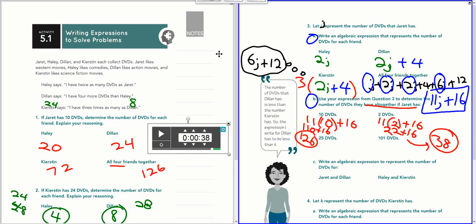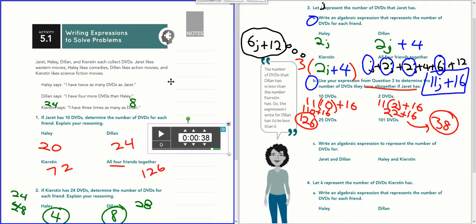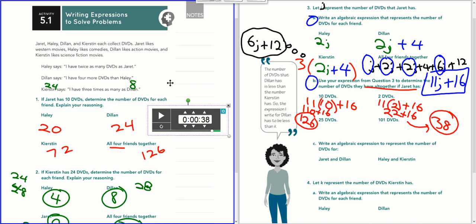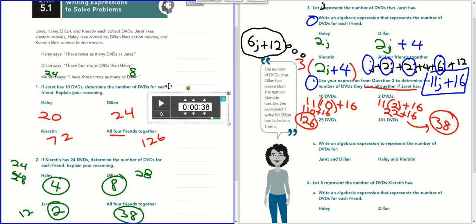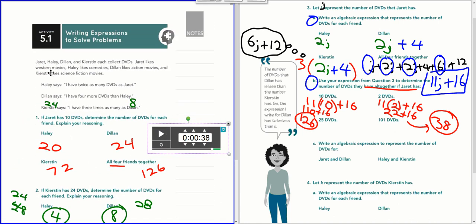So this video is on writing expressions in order to solve problems. It started off looking at a numeric expression situation. It's on page 69, and the situation talks about different people having different numbers of DVDs. We start with Jarrett having 10 DVDs, and we know the scenario is that Haley has twice as many DVDs as Jarrett.